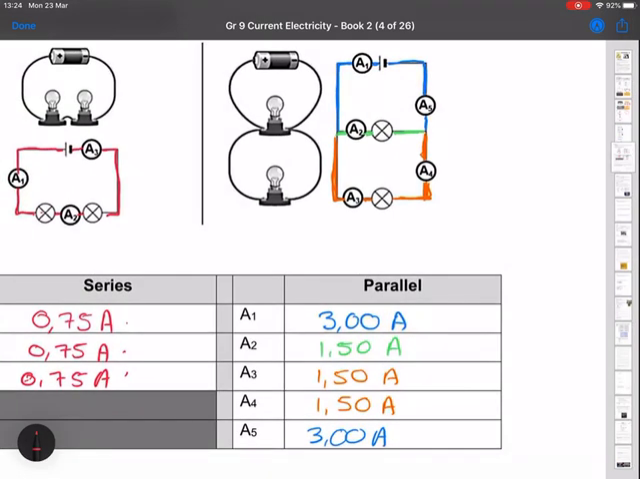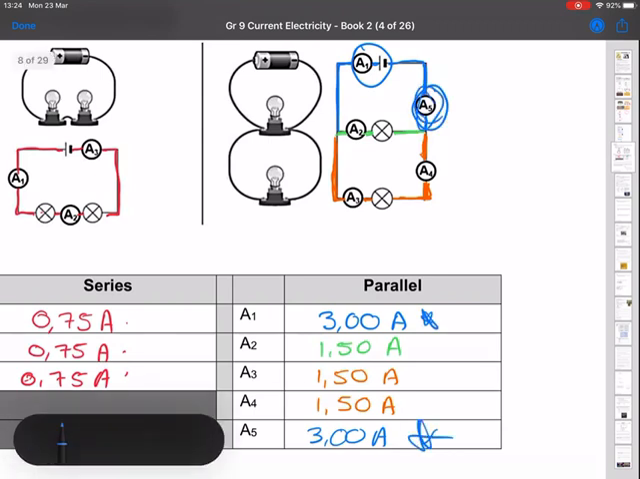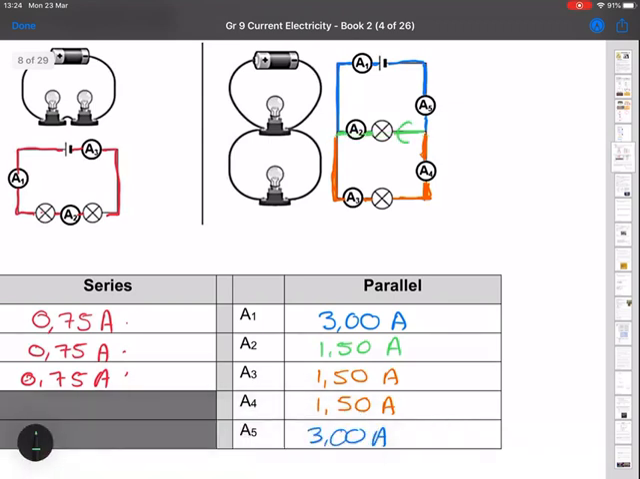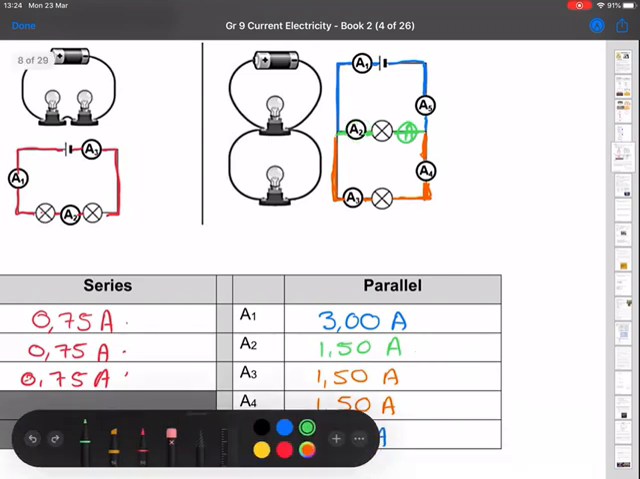I've done the same for the parallel circuit on the right, so anywhere along the blue line the current will be the same. Have a look, ammeter 1 over here has a current of 3 amps flowing through it, and ammeter 5 over here also has 3 amps flowing through it, because they're on the same line of the circuit. Then for the green line, anywhere along there the current would be the same. So even if I put another ammeter over here, it would read exactly the same as ammeter 2. Both of those would have a reading of 1.5 amperes.